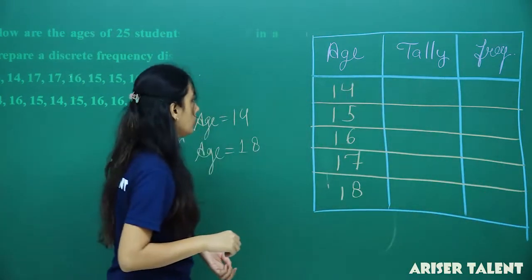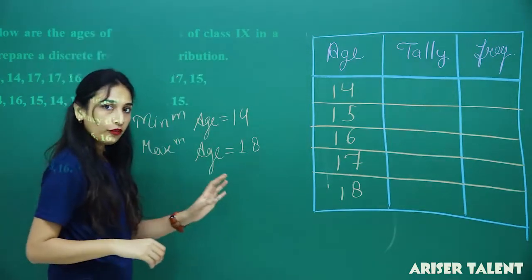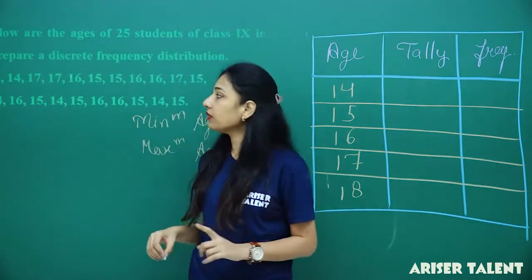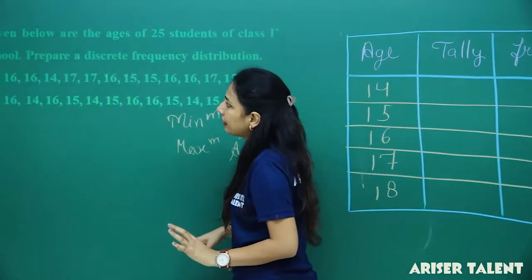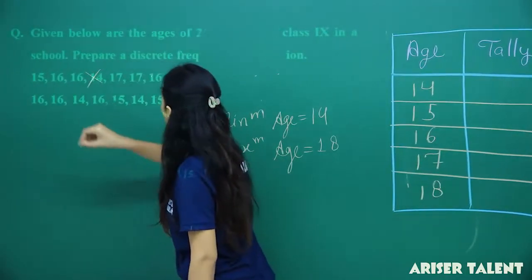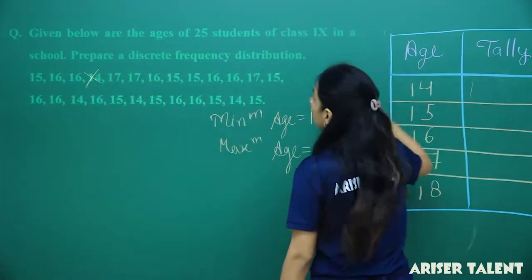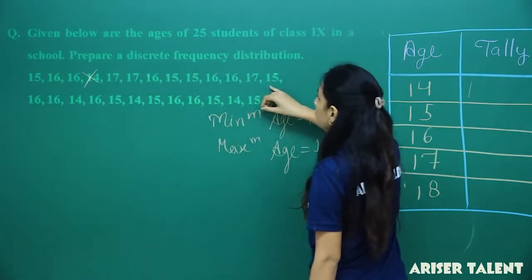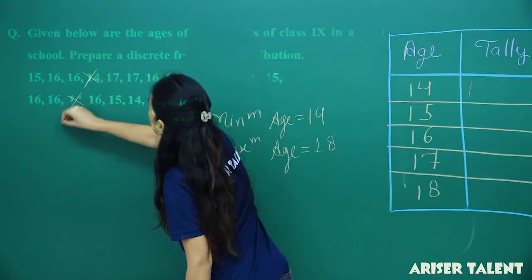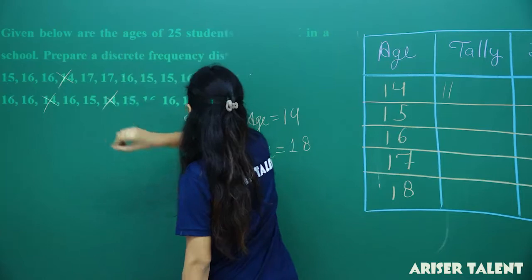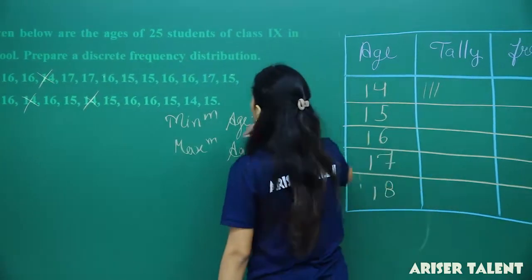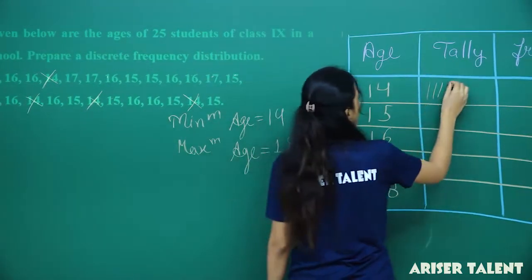Okay, now starting from 14, the first one, the minimum value, we'll just have that 14 here. How many times are we getting 14? 1, okay. Then 14, 14, 14, 2. Okay. Then 14 here, 3. Okay. And here 4. Okay.